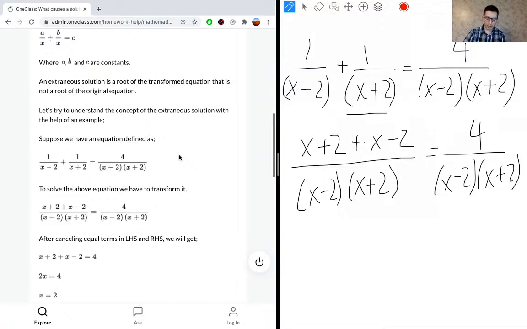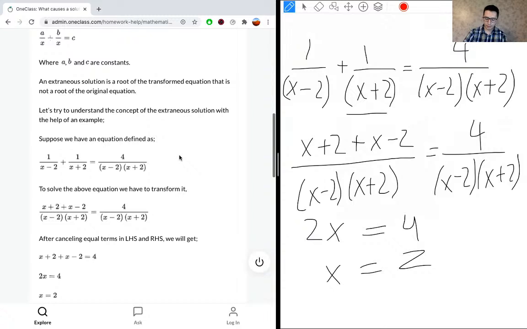And then here, because we have a common denominator, we eliminate the common denominator and we just solve for the top part of the equation. So we have 2x is equal to 4. So the 2's cancel out and we end up with 2x equals 4, and then we have x equals 2.